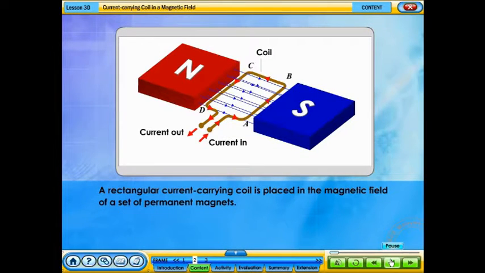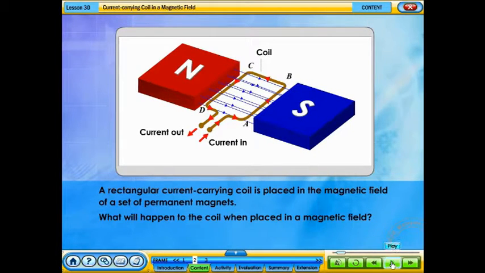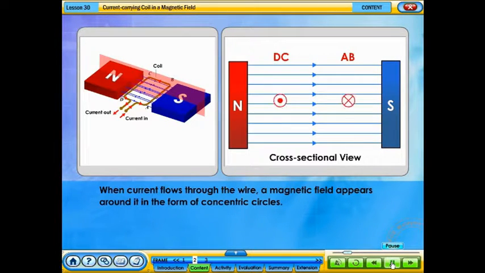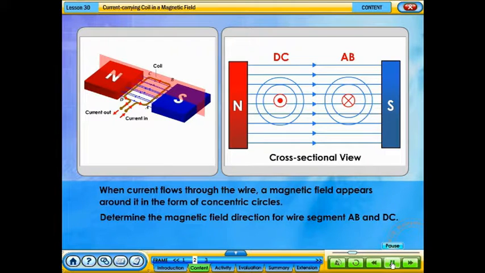A rectangular current-carrying coil is placed in the magnetic field of a set of permanent magnets. What will happen to the coil when placed in a magnetic field? Look at the cross-sectional view of the current-carrying coil in a magnetic field. When current flows through the wire, a magnetic field appears around it in the form of concentric circles. Determine the magnetic field direction for wire segments AB and DC.